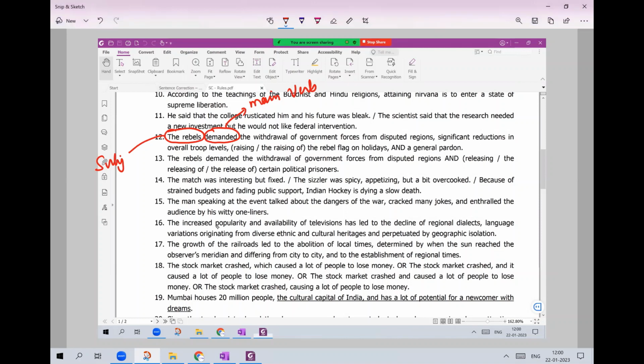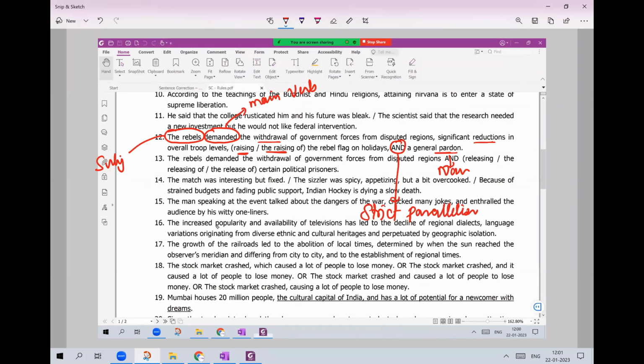Now, what the sentence is trying to say: the rebels demanded withdrawal of government forces from disobedient region, significant reductions in overall troop level, raising or the raising of rebel flag, and a general pardon. What is general pardon? Noun. What is and? It looks for strict parallelism. Whenever you use and or but, your sentence should be strictly parallel.